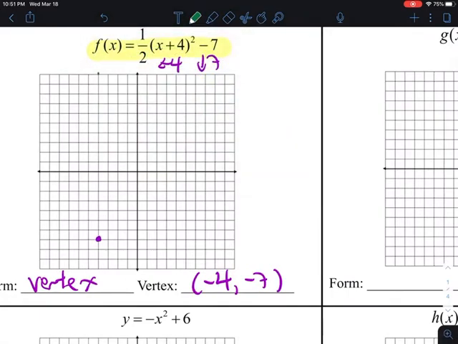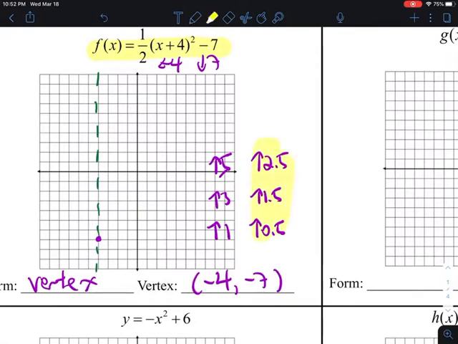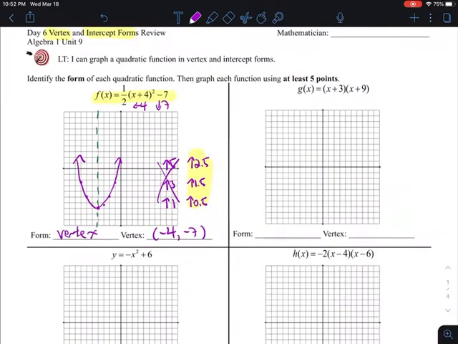And then again, I always like to graph the axis of symmetry as well. Our normal pattern will be up 1, up 3, and up 5. But because we have a 1/2 in front, we're instead going to multiply each of these by half. So we're going to use these points. We're going to go up 1/2, and up 1.5, up 2.5, and there it is. So that is vertex form.